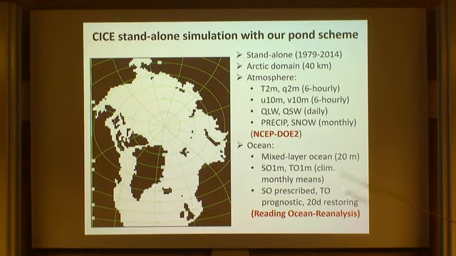Okay, I want to show a bit of results with our test in a bit. First, in a simple standalone sea ice model for the Arctic, which is the model domain, we use atmospheric reanalysis data for the forcing. We have a simple mixed layer ocean model with a fixed depth and prescribe the salinity of climatological monthly means.